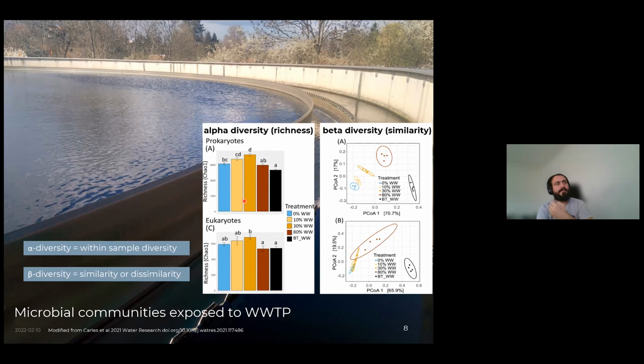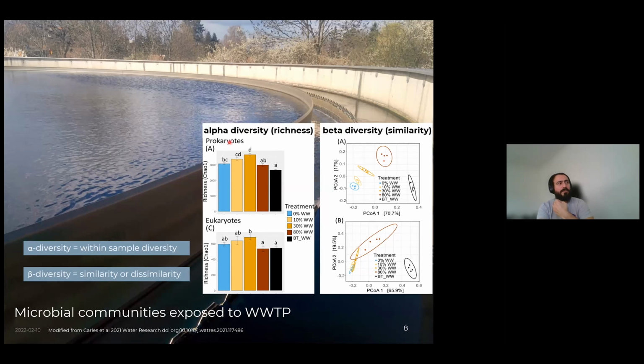different treatments with different proportions of wastewater. So you have here different treatments, from 0 wastewater up to 80% wastewater. And then you have two biodiversity metrics here. One is called alpha diversity, which can be summarized as within-sample diversity. The other is beta diversity, which is an estimate for the degree of similarity or dissimilarity among your samples.